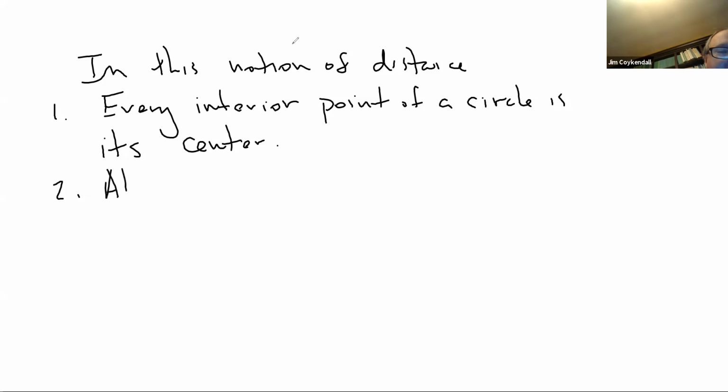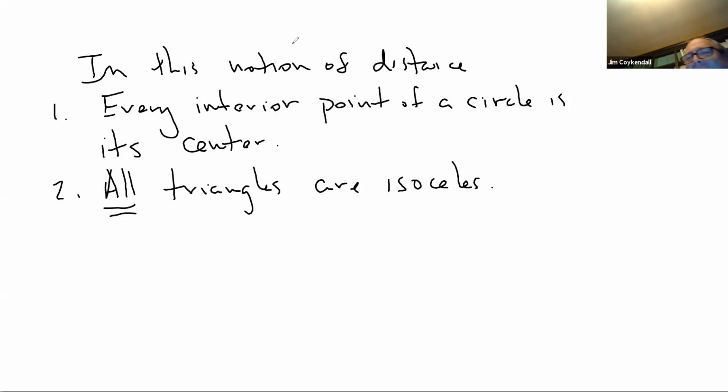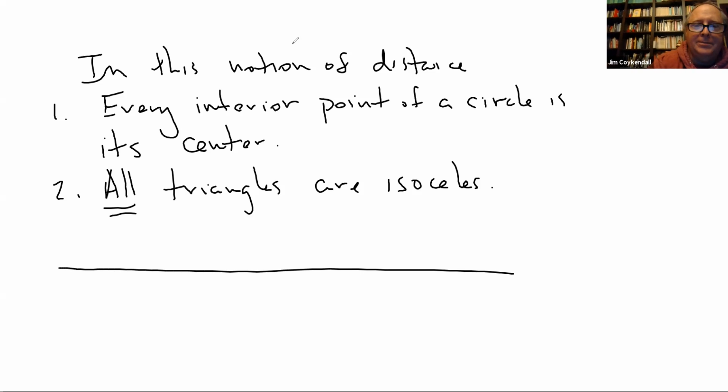Two, all triangles are isosceles. So there's a weird notion of kind of distance. In fact, the triangle inequality is so strong here that all triangles are isosceles. And it's really weird because, for example, we're used to the notion of distance.